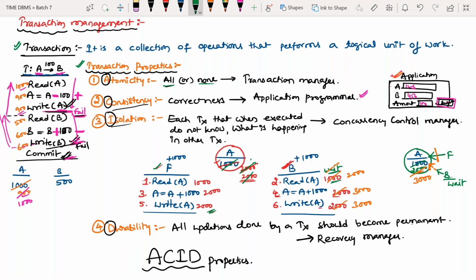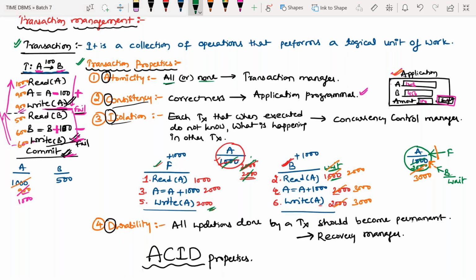And who is responsible for each property is also important. Atomicity is the responsibility of the transaction manager. Consistency is the responsibility of the application programmer. Isolation is the responsibility of the concurrency control manager. Durability is the responsibility of the recovery manager. There is a 90% possibility of these points being asked. They may ask what are the ACID properties, who is responsible, explain atomicity, consistency, isolation, durability. Okay, these are called ACID properties.